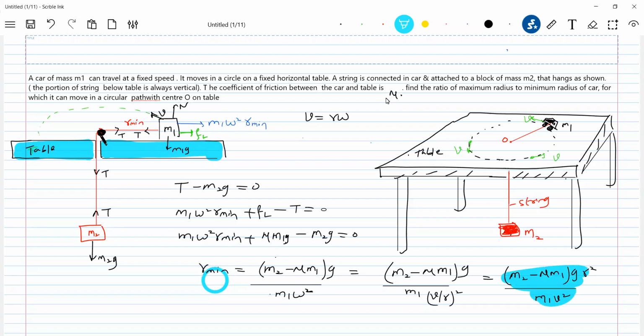Now I'll increase the radius. As I increase the radius, what will happen to the pseudo force? This will increase, and at one particular point the pseudo force is such that the limiting friction will act towards the left. Agree with this condition? The same diagram.